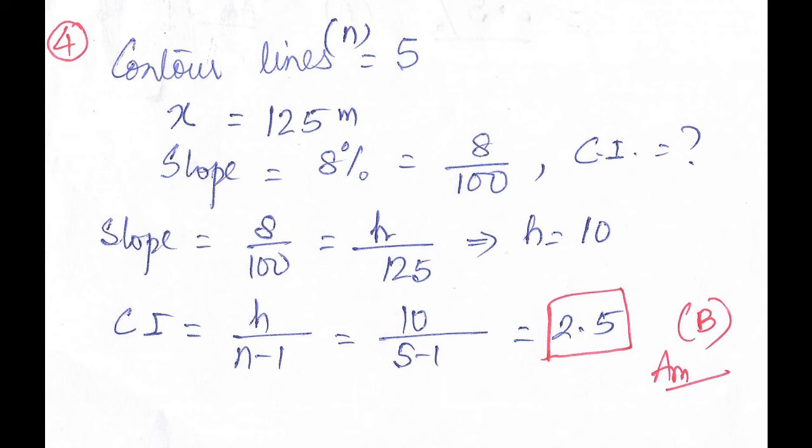So slope is equal to 8 by 100, that is given, and the formula is rise by run. Rise equal to h and run equal to 125, that is already given. So from here we can find out h equal to 10 meters. Now contour interval formula is the rise divided by the n minus 1. So 10 divided by 5 minus 1, that is 2.5. Option B is the correct answer.